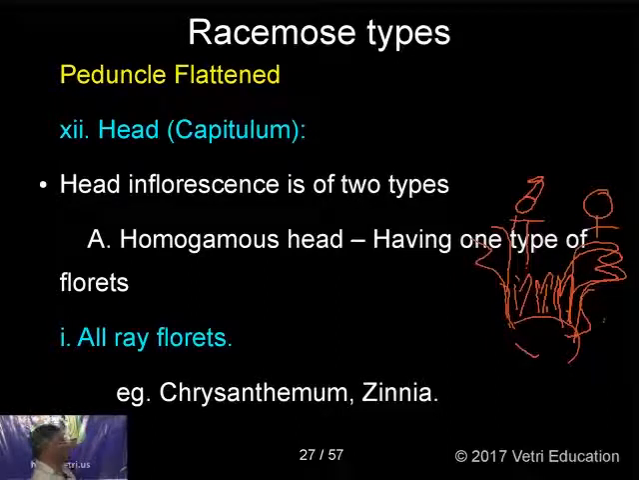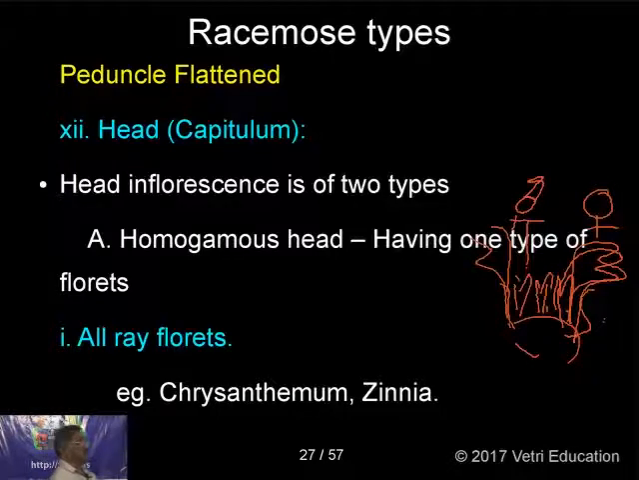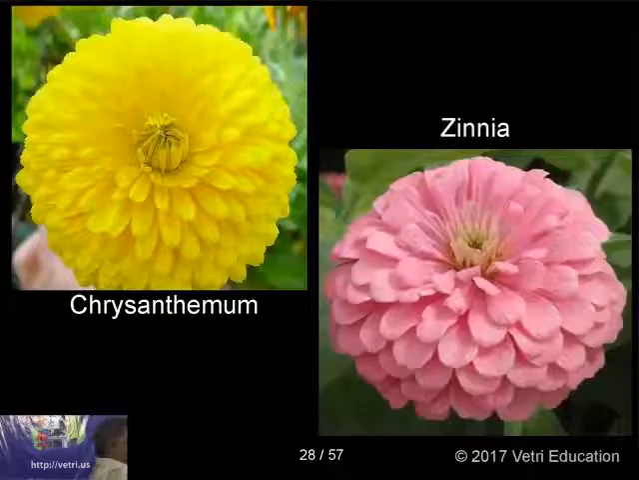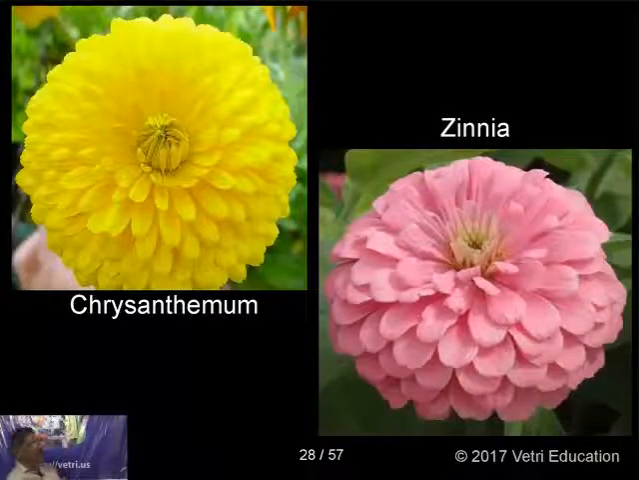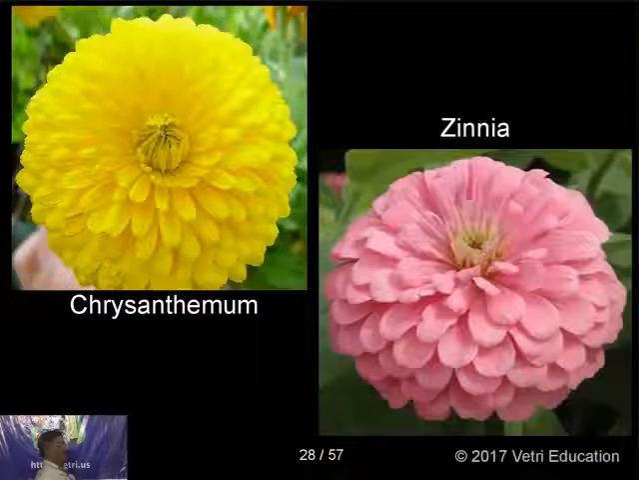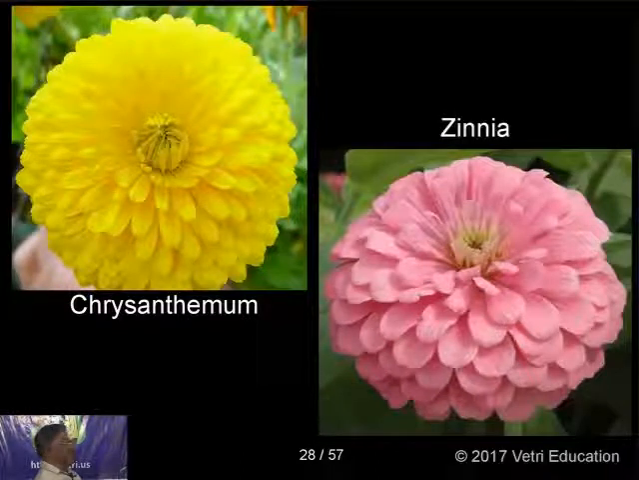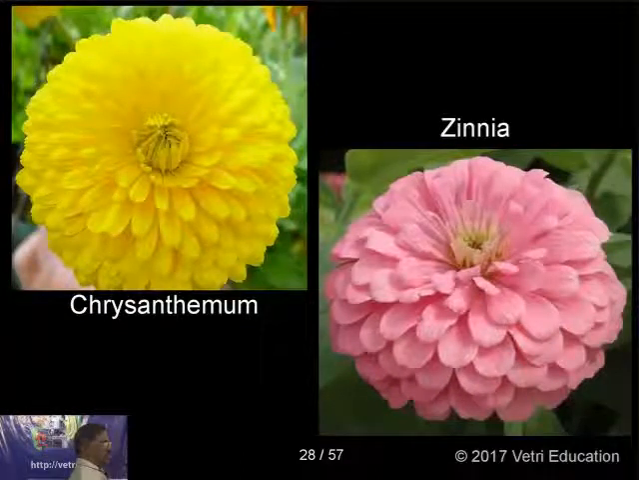Next, the head inflorescence. The head inflorescence is of two types. One is called the homogamous head. As I told you already, having one type of florets, either ray florets or disc florets, is called a homogamous head inflorescence. Here you have all ray florets, for example Chrysanthemum and Zinnia. Here you can find all are ray florets only, all are female florets. This is Chrysanthemum, this is Zinnia. The color is different only; both are homogamous head inflorescence.